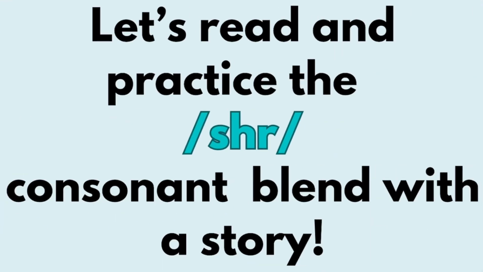Last one. Let's read and practice the shr consonant blend with a story. Remember, when we have a consonant blend, that means there's 2 different sounds that go together. So first we're going to have our quiet sound, sh, and then we're going to have the sound for R, shr.